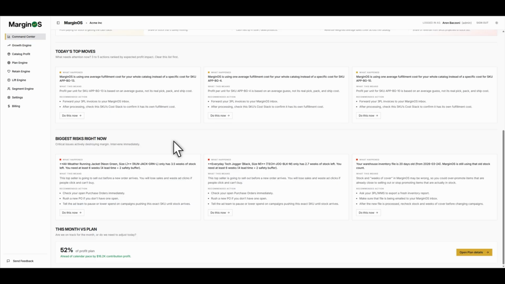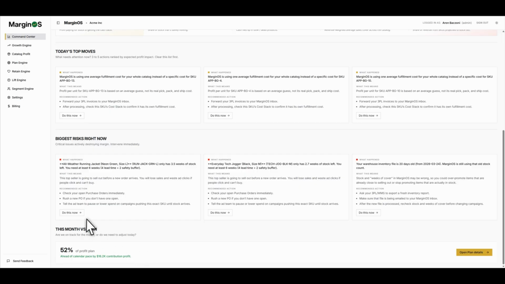Finally, at the bottom, you have this month versus plan. Once you've seen what is happening and what to do, this answers, are we still on track for what we said we'd do? It compares your actuals to the product-level plan in profit terms, so leadership can course-correct while the month is still in motion, not after the fact.